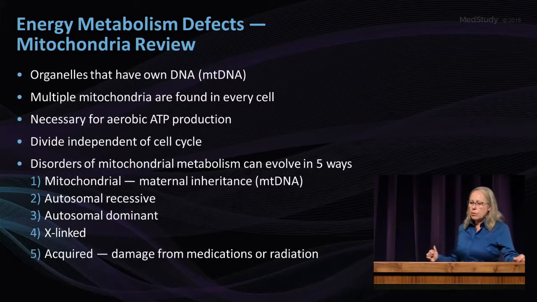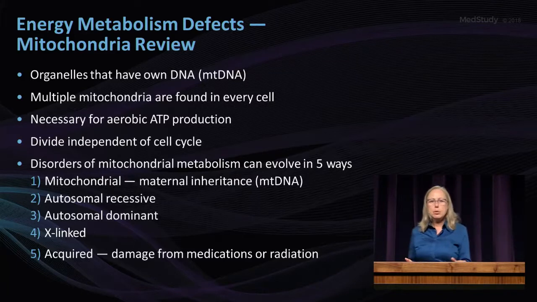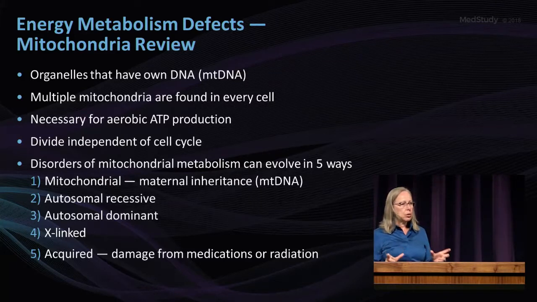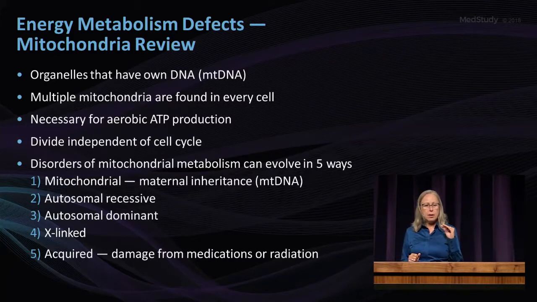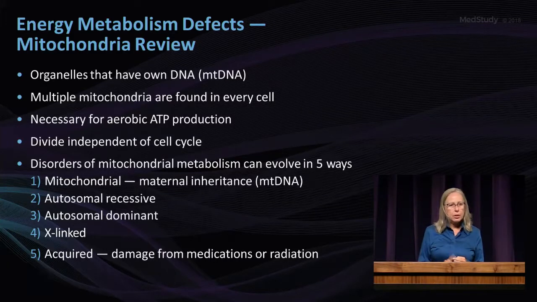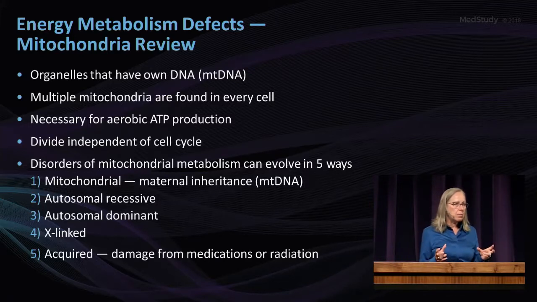You can get a disorder of your mitochondria in 5 ways. You can have a true mitochondrial disorder due to a mutation in the mitochondrial DNA with maternal inheritance. You can have nuclear encoded problems that are recessive, dominant, or X-linked. And the vast majority of the machinery that is in the mitochondria is imported from us. So we make it, and then we import it into the mitochondria.